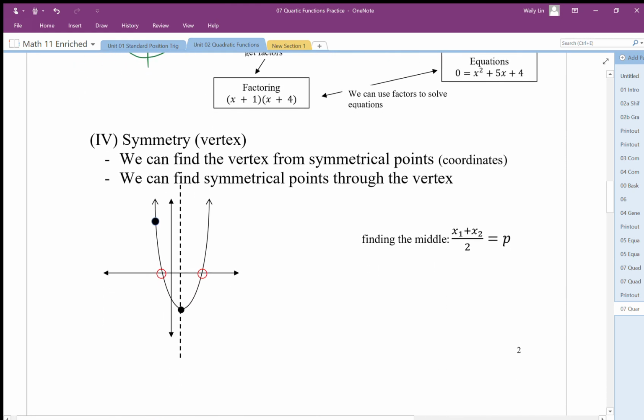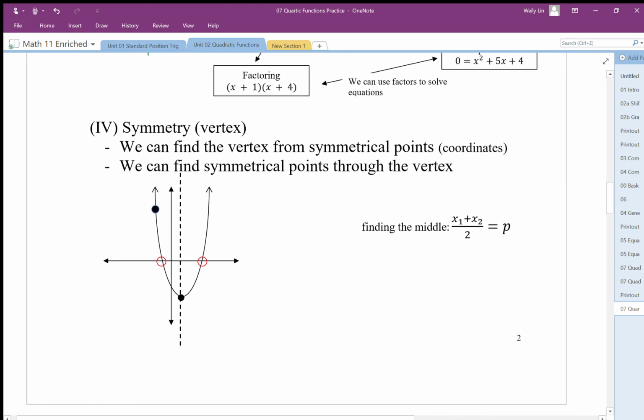So another really important key idea, and we've already talked about this before, is this idea of symmetry. The symmetry is through the vertex. And that is very important because the most striking thing when you look at a parabola is the symmetry. And if you know where the vertex of a parabola is, you have a very good idea of the shape of the entire parabola. So we want to find any symmetrical points. If we have the vertex, we can find any symmetrical point.